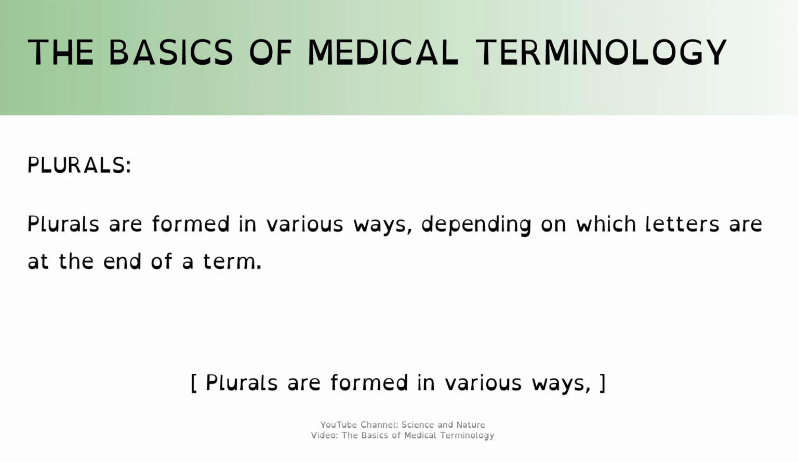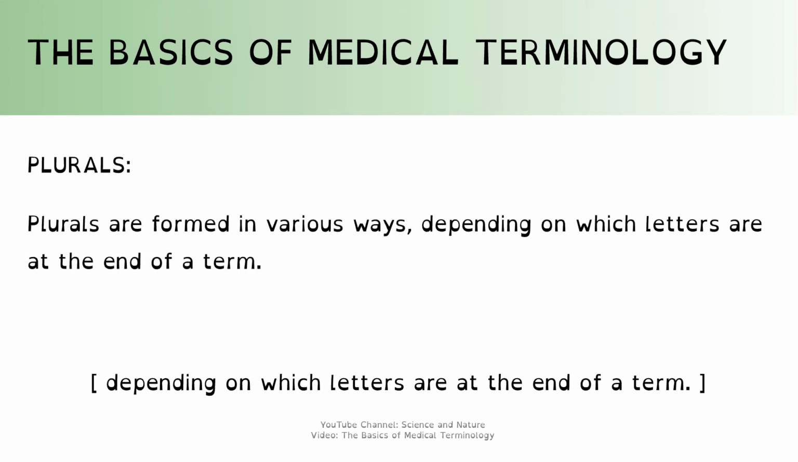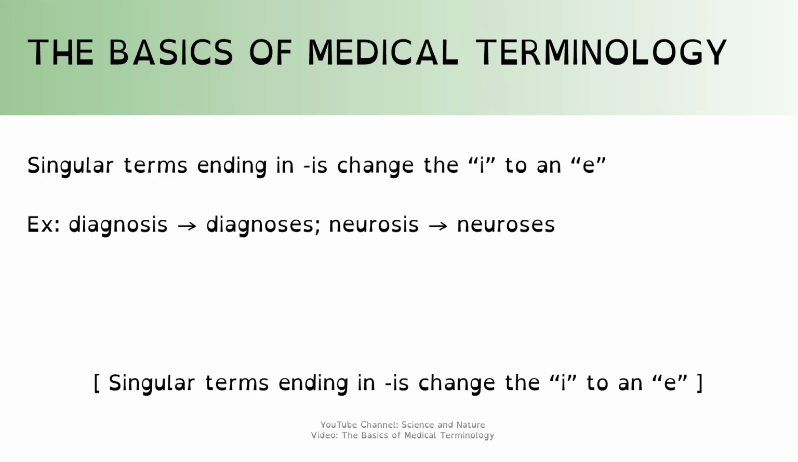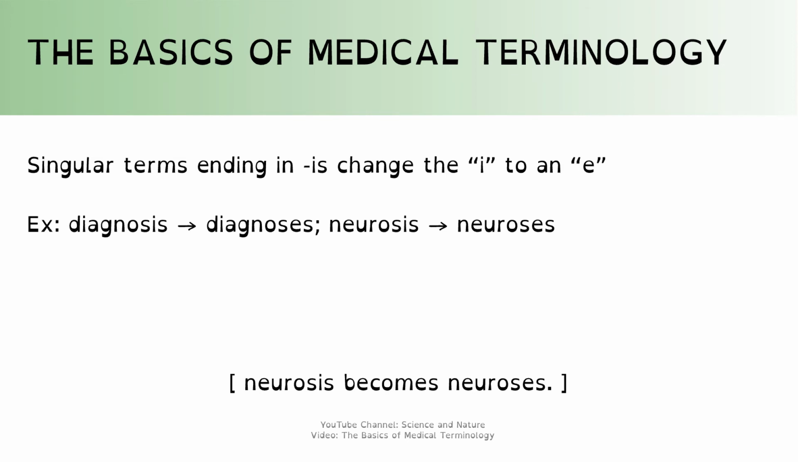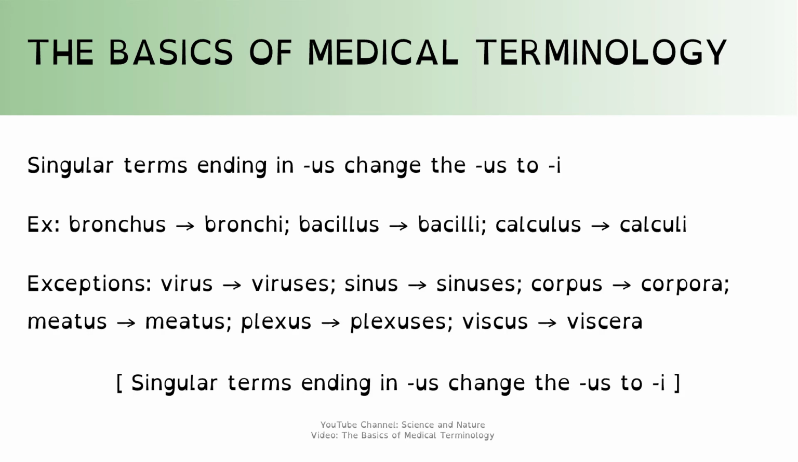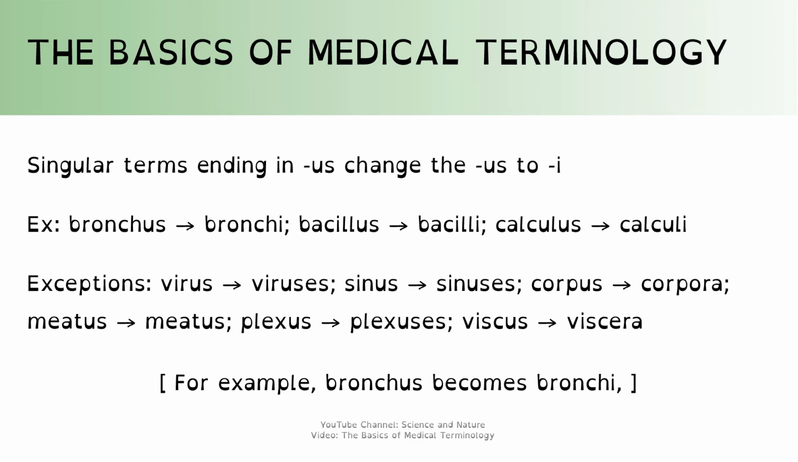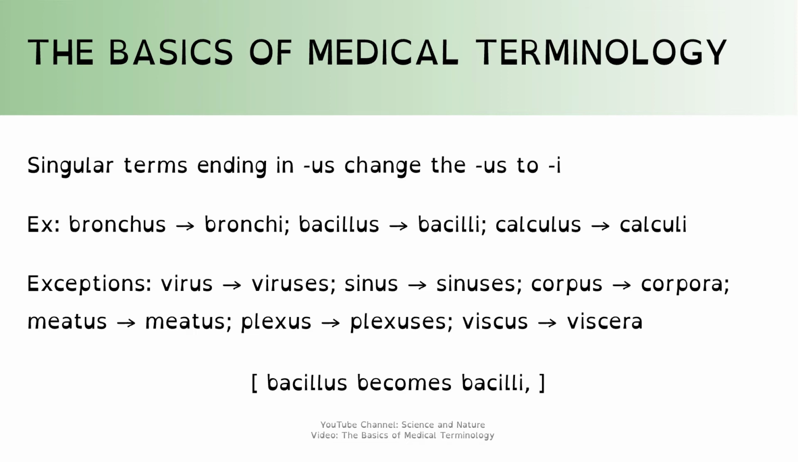Plurals. Plurals are formed in various ways depending on which letters are at the end of a term. Singular terms ending in is change the I to an E. For example, diagnosis becomes diagnoses, neurosis becomes neuroses. Singular terms ending in us change the us to I. For example, bronchus becomes bronchi, bacillus becomes bacilli, calculus becomes calculi.